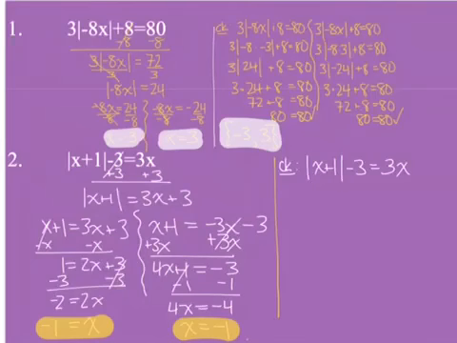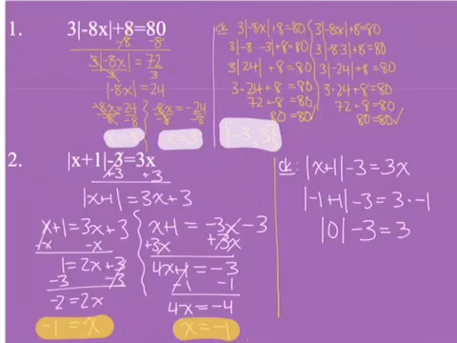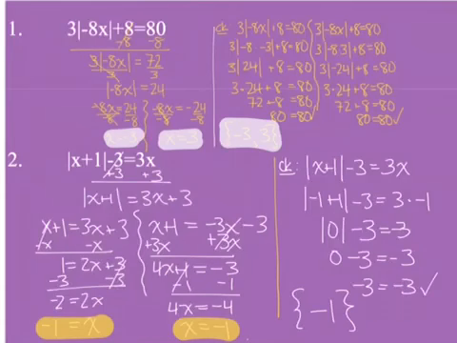Alright, I'm plugging in negative 1. The absolute value of negative 1 plus 1, minus 3 equals 3 times negative 1. The absolute value of 0 minus 3 equals negative 3. The absolute value of 0 is 0. And both sides of this equation become negative 3. So our only solution here in the solution set is negative 1.